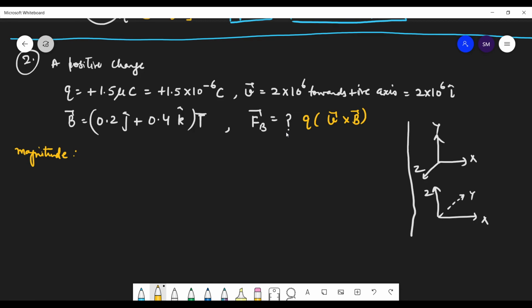Okay students, so magnitude. What is the magnitude? Magnitude is equal to Q. I told you that when you are taking magnitude, students, take magnitude only. So magnitude of this and then take magnitude of this. You can write it like this, in a more mathematical way. So taking the magnitudes, FB is equal to Q V B sin theta. I have told you how to write it in 3 steps. Done.